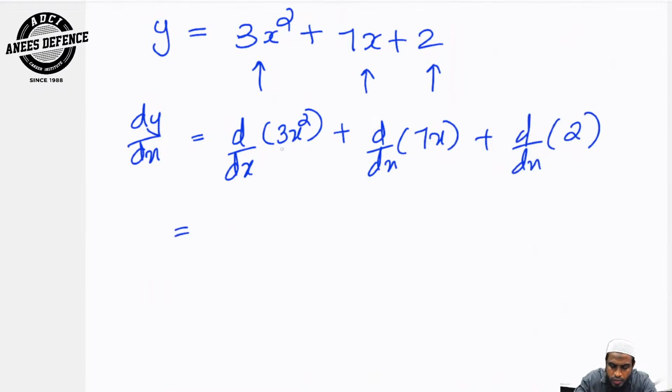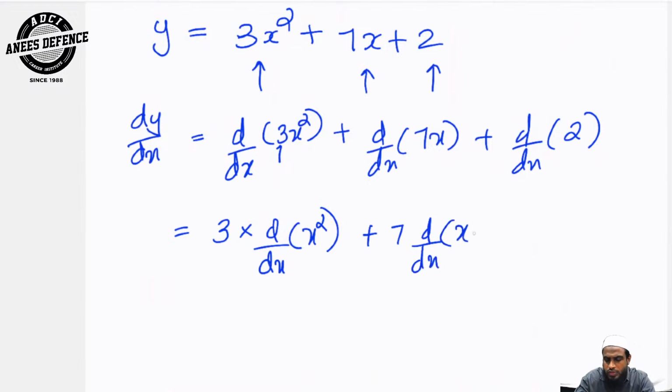So 3 is a constant, coming along with a coefficient, so you can take 3 outside and calculate the derivative of the remaining variable. Similarly, 7 also is a constant which is acting as a coefficient of x, that can be taken out and you can write d by dx of x. Then d by dx of 2. What is 2? 2 is alone. 2 is a constant. What is the derivative of a constant?